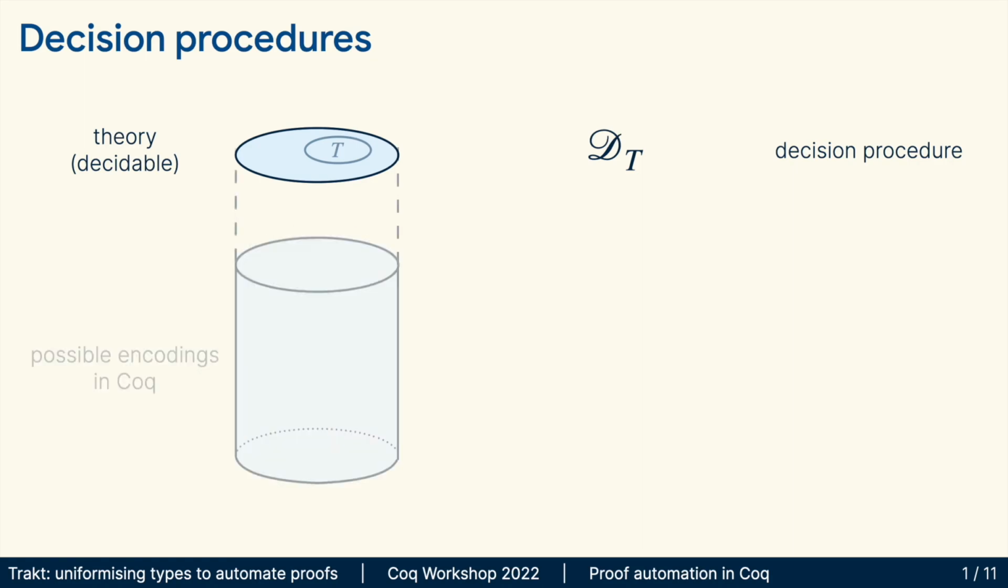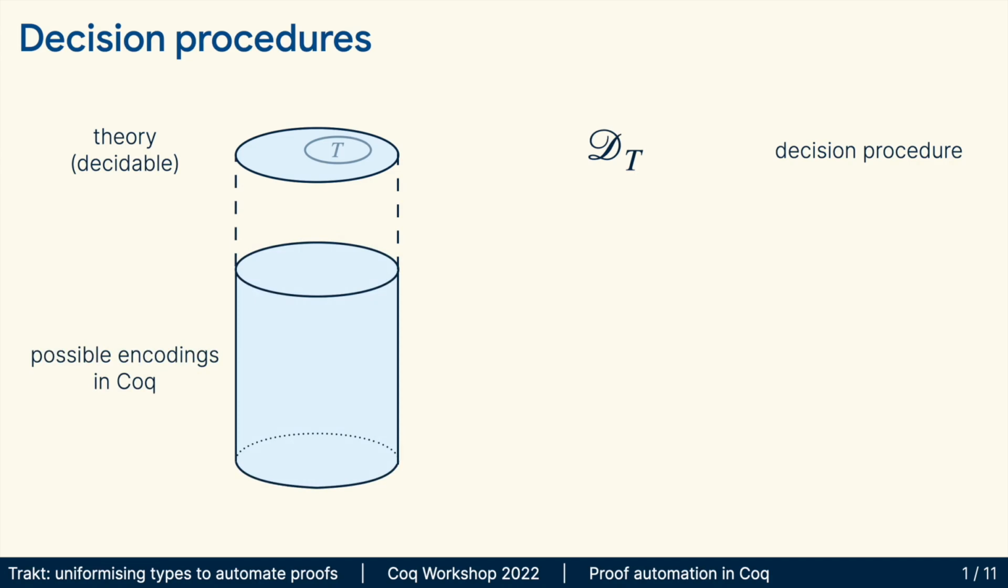If you take the set of formulas you might want to prove interactively, and take a subset of this, let's say it's a theory T, which is decidable, it means there exists a decision procedure DT for which any formula in T can be decided as true or false by DT. Now, if we want to use the theory in Coq, we must encode it. There are several possible encodings.